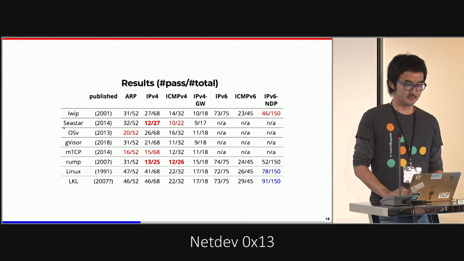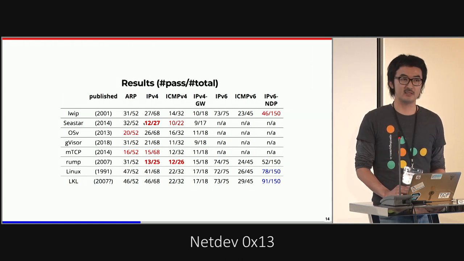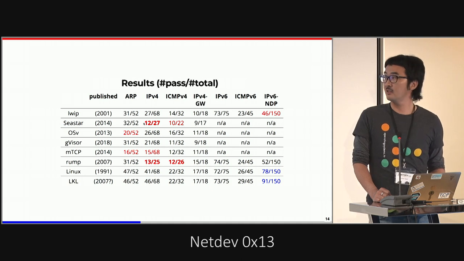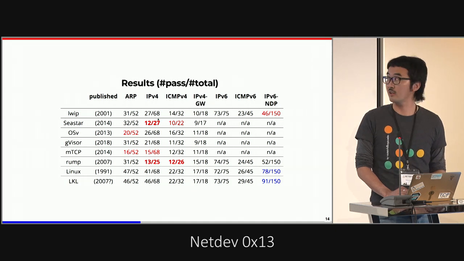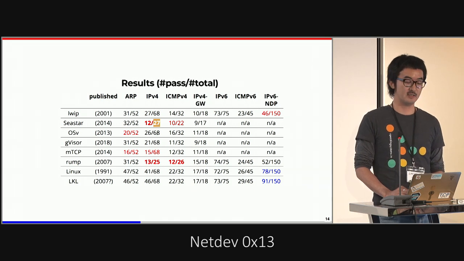For example, the Sister result: because Sister only supports a single network interface card to be configured, some of the tests were not conducted. And that's why the total number of tests, for example IPv4, is lower than the others.